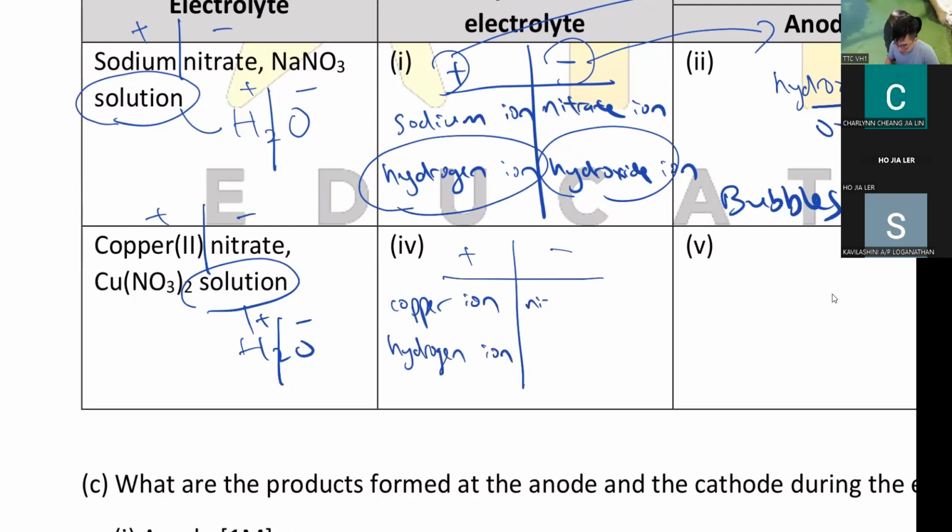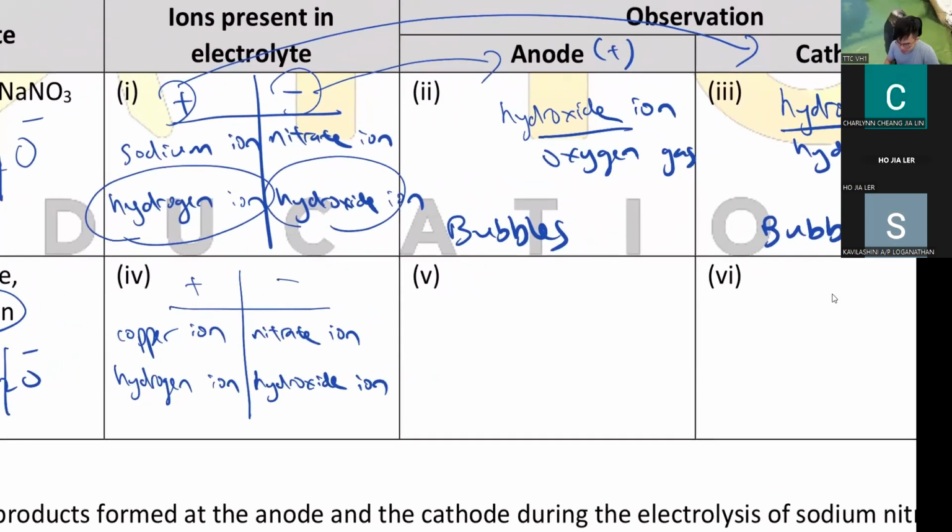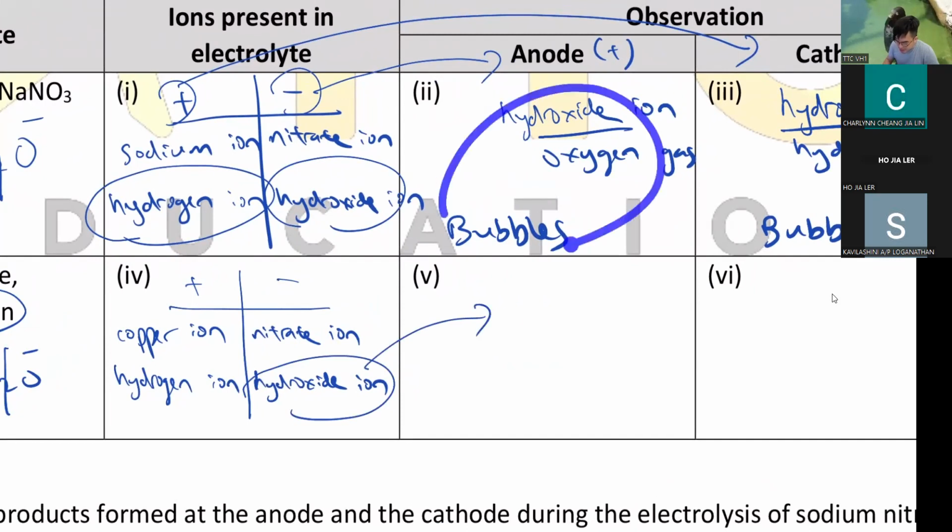And then we have nitrate ion. We have hydroxide ion. Okay. Yes, Kami, what's up? So hydroxide ion will come here. Same thing as up here, you will still see bubbles.